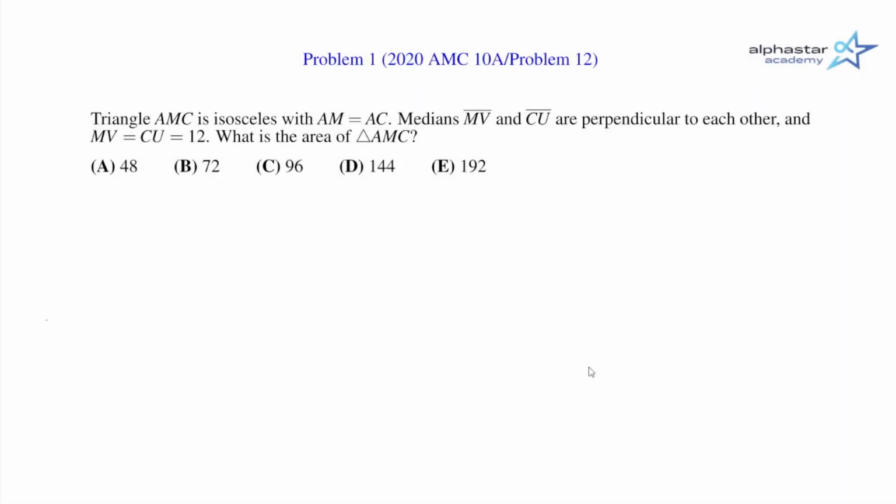Let's begin with problem number 1, which comes from the 2020 AMC 10A number 12. I'm going to assume you read it. So we have a triangle AMC that is isosceles. We're also given that AM equals AC. So the diagram looks something like this.